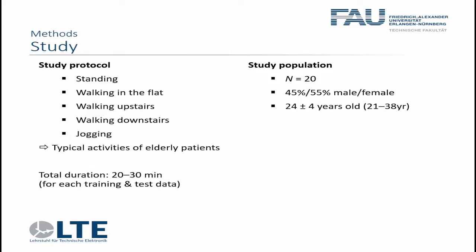Right, then we performed the study protocol and mainly focused on different aspects of walking. Now, jogging is here for completeness, but the typical sport or the maximum of sport that patients with heart or lung diseases do is walking the stairs. So that's where we put the focus: walking on the flat, upstairs, downstairs, and standing and jogging.